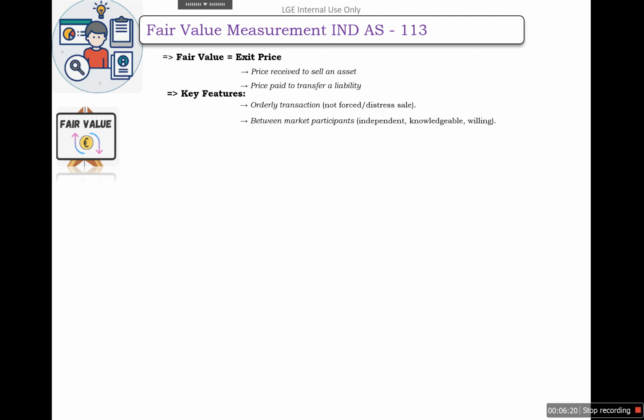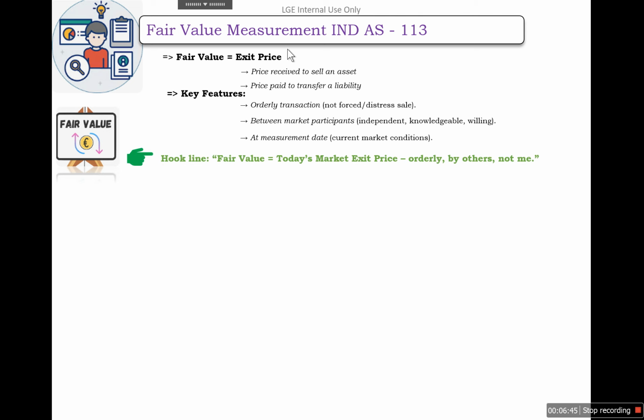It can be with the related party, but it should be fair. So the basic trait says that the buyers, the participants, the transaction should be independent, they should be knowledgeable and should be willing to enter into the transaction. It should not be a distressed or forced sale. Apart from it, it should be at a particular measurement date, at current market conditions. So here, if we summarize, fair value is today's market exit price. That should be orderly, not distressed. It should be by independent parties, not by me. What I think.